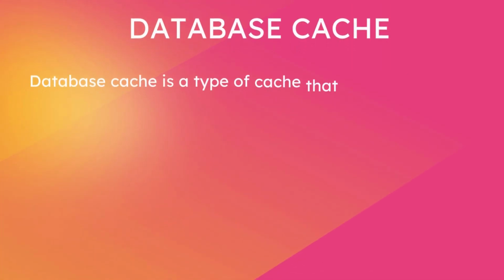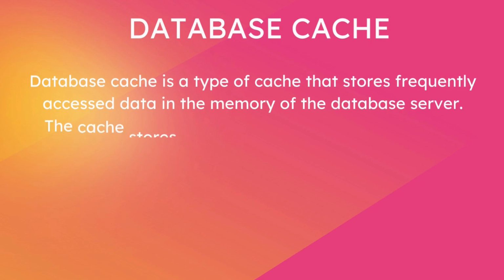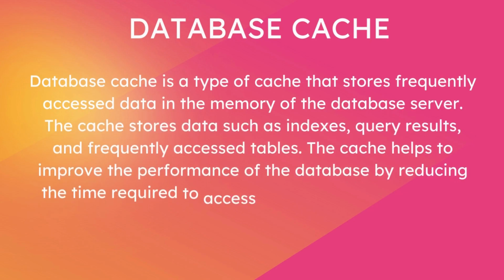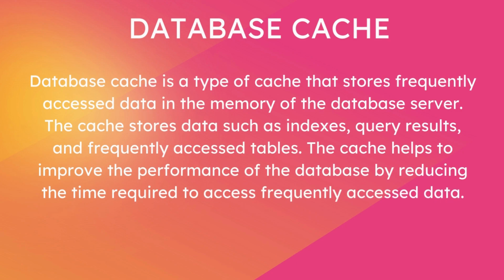Okay, I think we have come to the last section of the video. This is database cache. Database cache is a type of cache that stores frequently accessed SQL query data in the memory of the database server. Okay, the cache stores data such as indexes, query results, frequently accessed tables, and all those things. The cache helps to improve the performance of the database by reducing the time required to access the frequently accessed data.